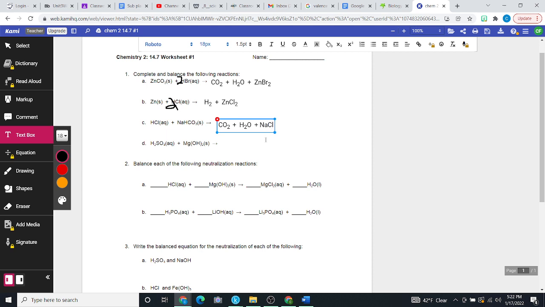And I believe everything is balanced already for you. I don't think you need to balance anything there. Check, check. I'm going through this kind of quickly, so make sure.